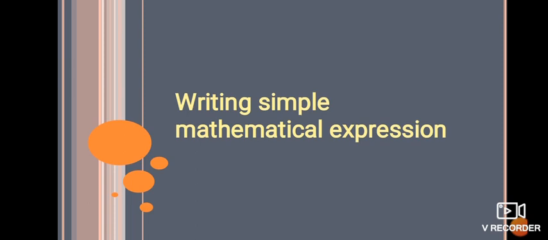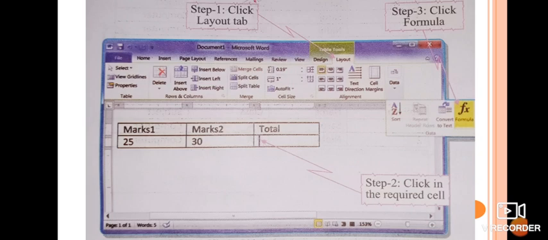Writing simple mathematical expressions. Alright. So, what do you do? If you want to do some simple calculations in Microsoft Word 2010, you should follow some given steps. Alright. What are these? First, you have to click the Layout tab. Then, click in the required cell to get the result. Then, click Formula from the Data group. It looks like fx Formula. Okay, the Formula dialog box appears.